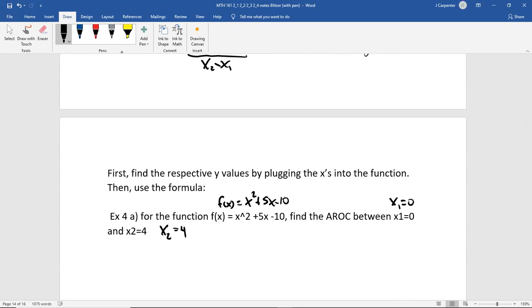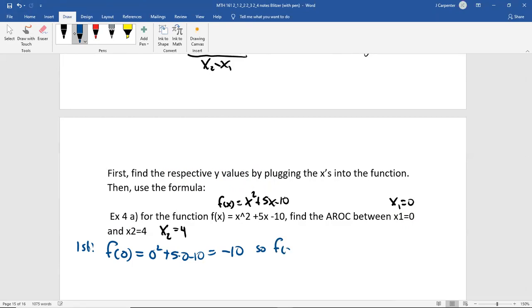All right, so the first thing you do is find the respective y values. I only gave you x values. I did not give you y values. I generally won't give you y values. Nobody will, generally speaking. So again, the first thing you've got to do is find f of x1, which is f of 0, because 0 is your x1. You're just plugging that into the function. So that's 0 squared plus 5 times 0 minus 10, which is 0 plus 0 minus 10, which is negative 10.